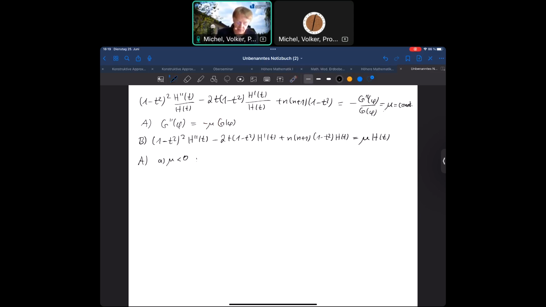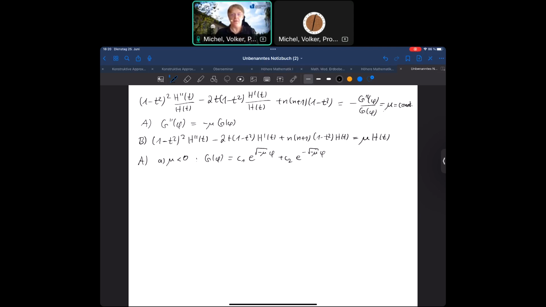If you do that, you find out g of phi must have a form of, let's say, constant 1 times e to the square root of minus mu phi plus constant 2 e to the minus the square root of minus mu and phi. Okay. Now, how do you get the constants?